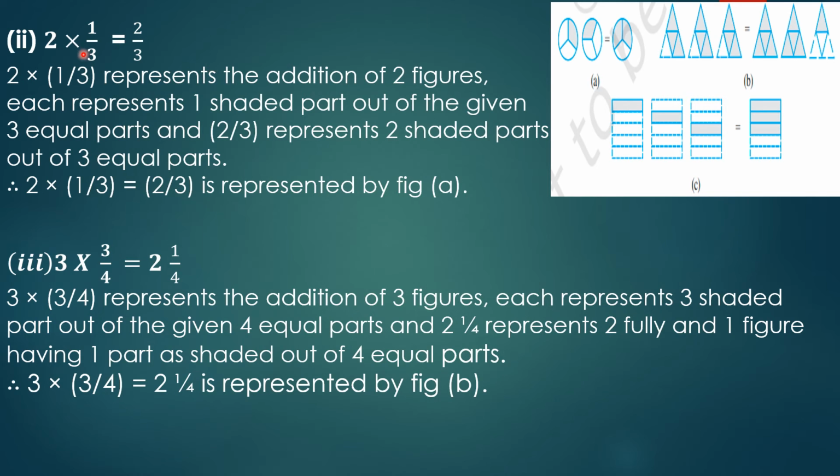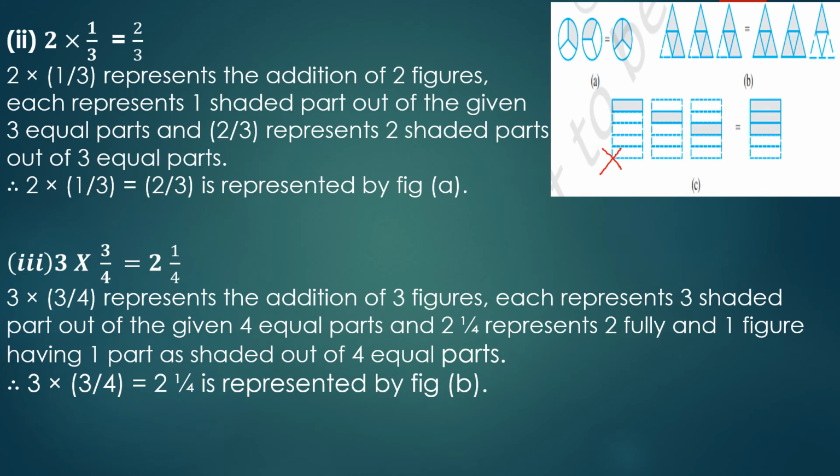Now consider question number 2, 2 into 1 by 3. The answer C we have already identified, so let us not worry about that. Now we have options A and B. Out of these two, which one is the second one? 2 into 1 by 3 represents addition of 2 figures. So here we have 2 figures. So B is also not our criteria. So the answer must be A.